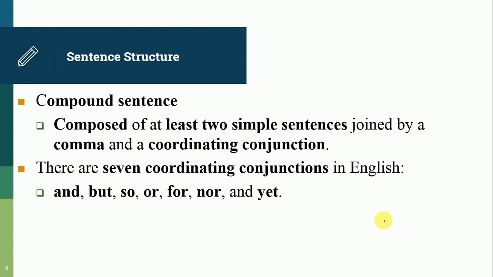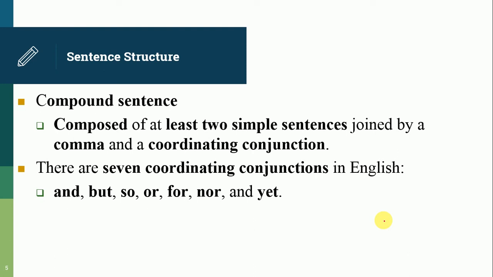A compound sentence, from the name it's clear, compound means two, right? A compound sentence is composed of at least two simple sentences joined by a comma and a coordinating conjunction. In other words, a compound sentence contains two independent clauses. A simple sentence contains one independent clause, and a compound sentence contains two independent clauses, or two simple sentences joined by a comma and a coordinating conjunction. So coordinating conjunctions are FANBOYS, right?